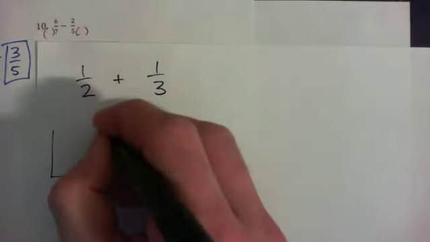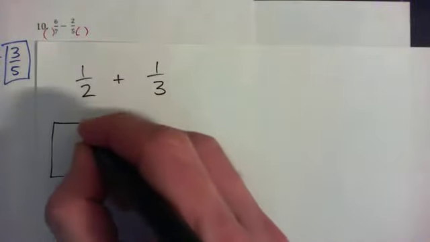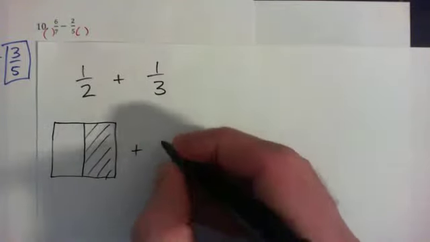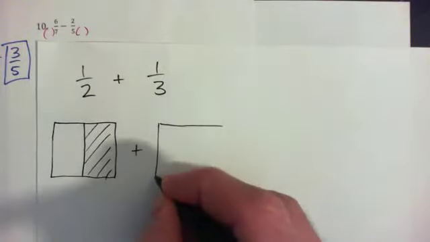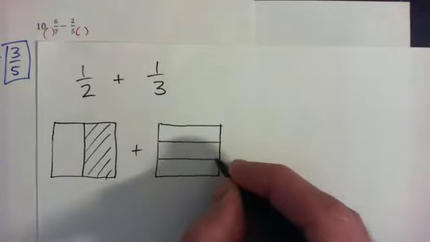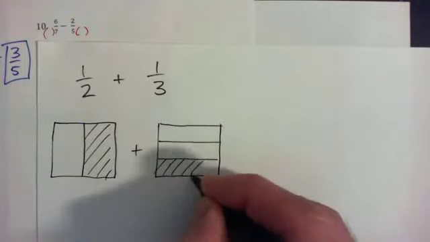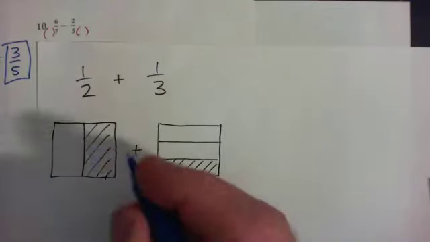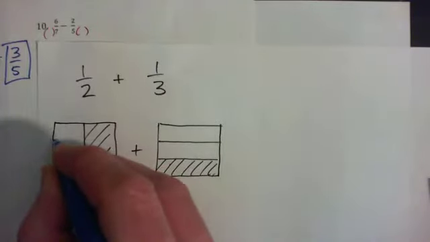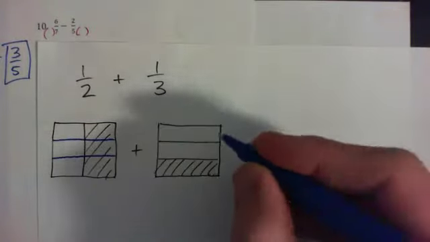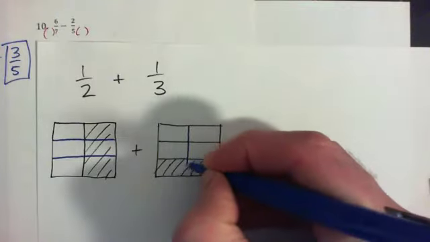Here's a half. This is a square, and here's half of it shaded. Okay, that's a half, right? If I was adding that to 1/3, let me show you 1/3. Here's 1/3, right? There's 1/3 shaded, right? If I was adding these together, it's kind of hard to do because they're a different shape, right? But I could do a little bit of magic and split this one also into 3, right? And split this one also into 2, okay?